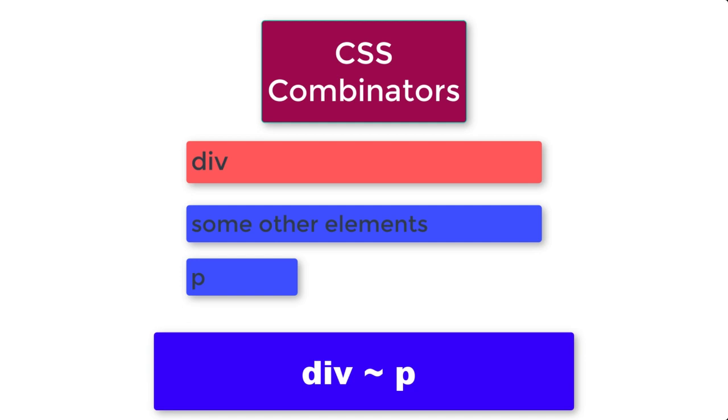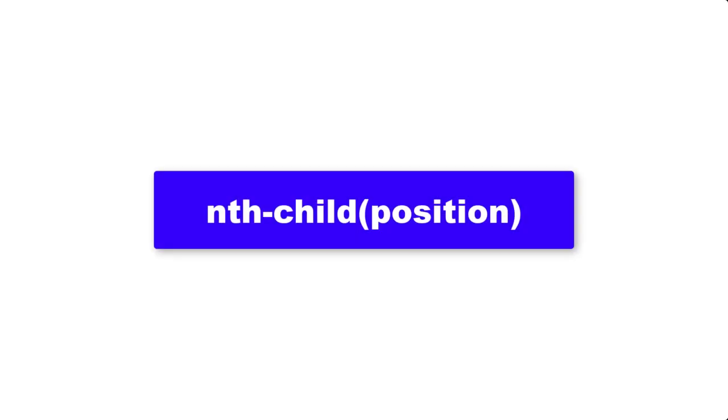Now, finally, we learned how to select an element based on its position using nth child, and that's it. So if you feel you forgot about something, you can always go back to this video, or you can download the cheat sheet that I include in this lecture as a downloadable resource.